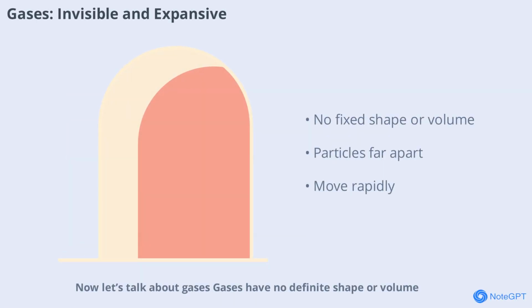Gases have no definite shape or volume. They expand to fill any container they're in. The particles in a gas are far apart and move quickly in all directions. Air, helium in balloons, and steam from boiling water are all gases. Gases are often invisible, but they're all around us and vital for life.